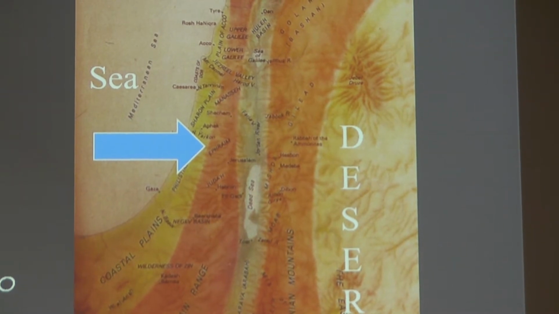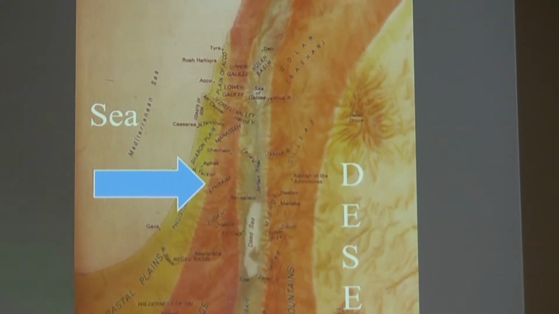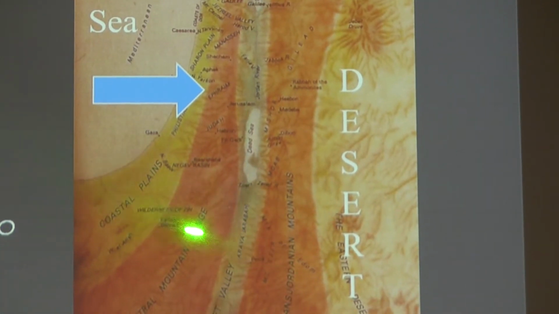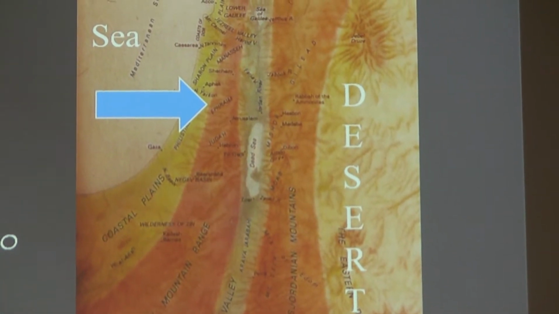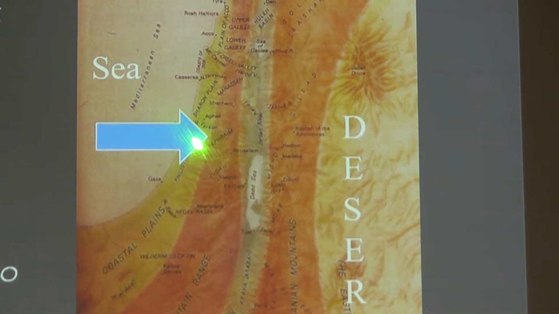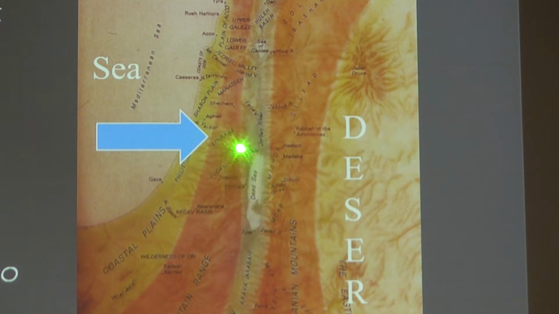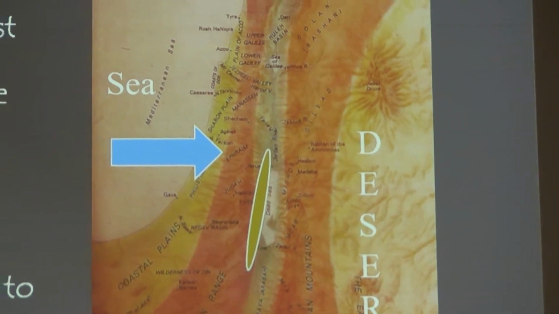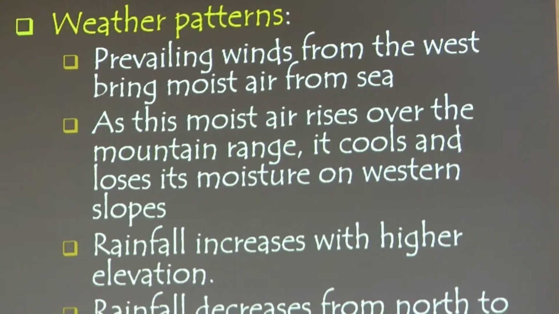Rainfall decreases from north to south. So obviously down here we're going to have significantly less, 8 to 12 inches of rain in this area or less. Rain decreases from west to east. In other words, once those clouds have deposited their rainfall on the western slopes, we're going to see a rain shadow right here.